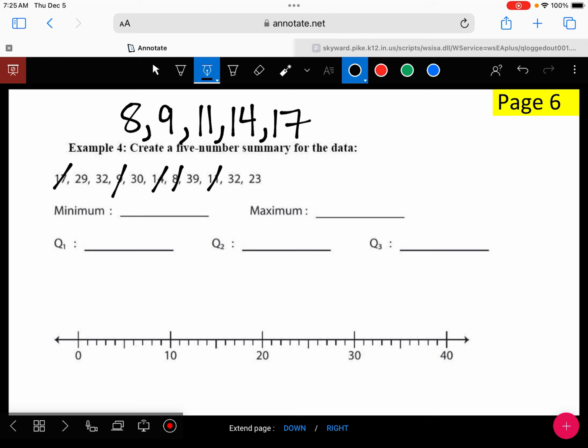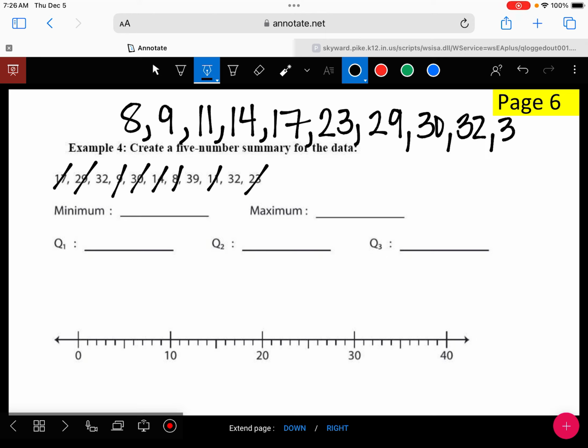What's the next number? 23. I did not see that. Thank you. And then 29. And then 30. And then 32 twice. And 39. All right, so we can easily fill in our minimum and our maximum. So our lowest number is 8, and the highest number is 39.